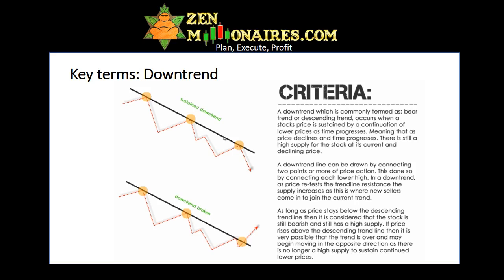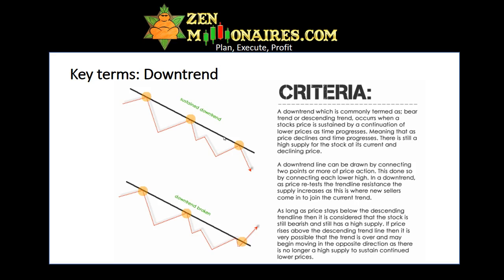A downtrend line can be drawn by connecting 2 points or more of the price action, and this is done by connecting each lower high in a downtrend as price retests the trend line resistance. The supply increases as this is where new sellers come in and join in the current trend.